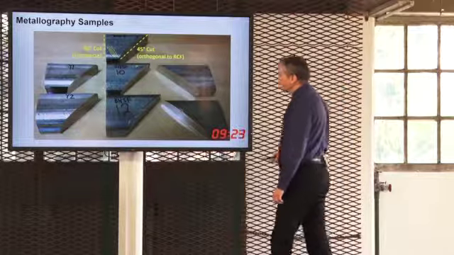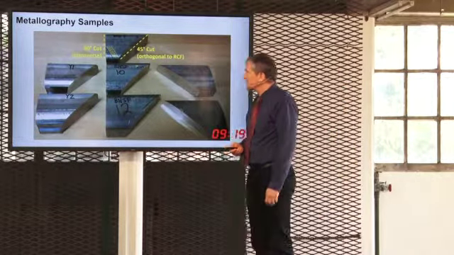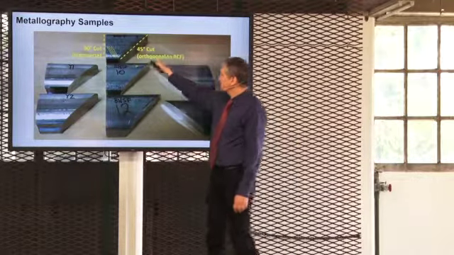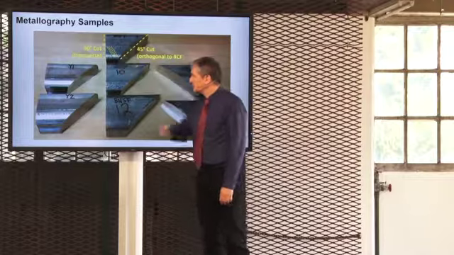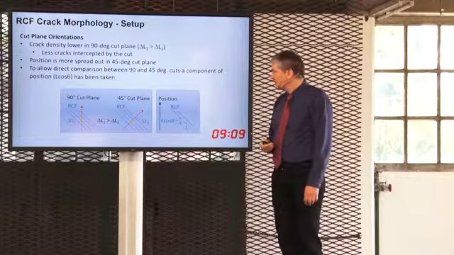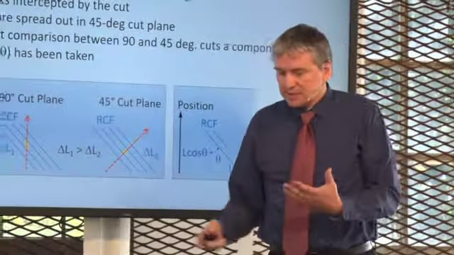We make the traditional cut at 90 degrees, that's the transverse cut, and one cut at 45 degrees, and this cut is orthogonal to the RCF. Now there's a specific reason for doing this type of cut. If you make the 90-degree cut, there are 2 things happening.